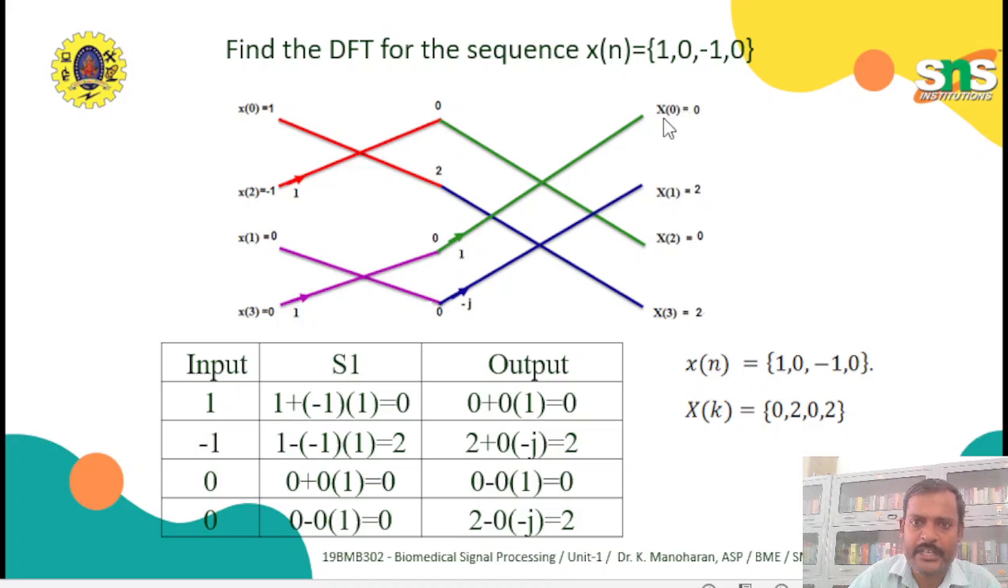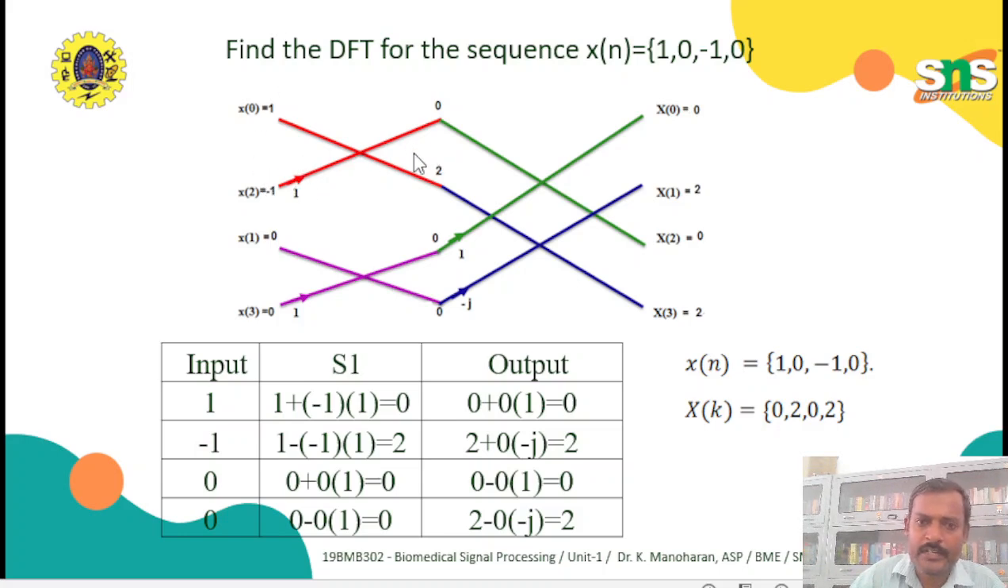The outputs we write as capital letters: X of 0, X of 1, X of 2, X of 3. So directly we get the outputs, no need of bit reversal or anything. Only the input should be fed in bit reversal order and the output will be in natural order. So we take the inputs: this is the input 1, 0, minus 1, 0. This one is x of 0, this 0 is x of 1, this minus 1 is x of 2 and this 0 is x of 3. So 0, 1, 2 and 3. These inputs should be fed as the input.